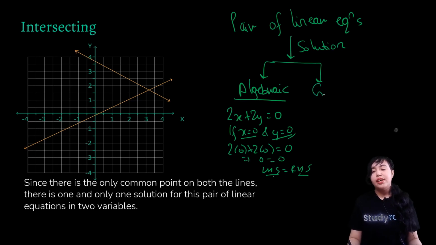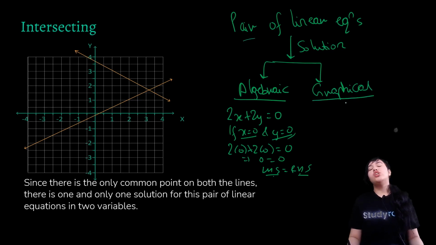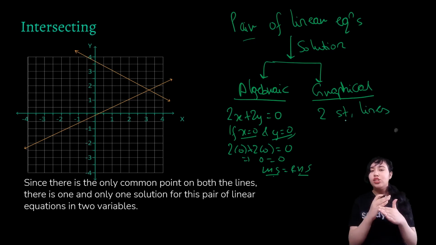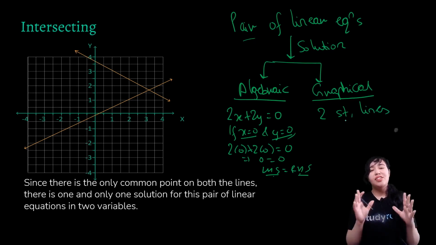Now when I am referring to the graphical solution, you know that we are dealing with a pair of linear equations. So I expect to have two straight lines on my graph sheet. Wherever these two straight lines are going to touch each other, meet each other, that point of contact is the solution when we are talking about it graphically.